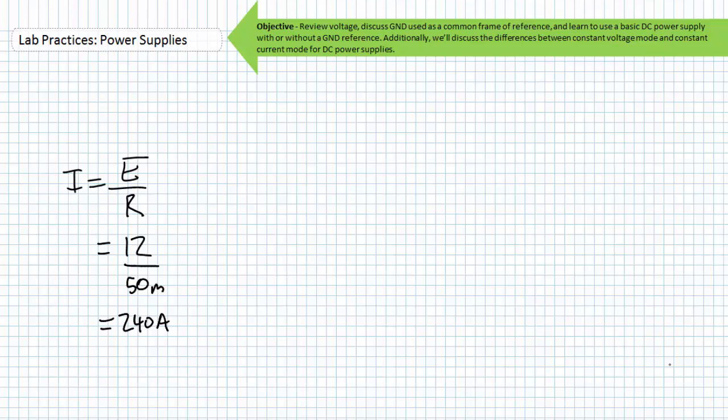If a 50 milliohm resistor was drawing 240 amps of current continuously, the power supply would be supplying 12 volts times 240, or 2,880 watts continuously. And the 50 milliohm resistor would in turn be dissipating 2,880 watts continuously.